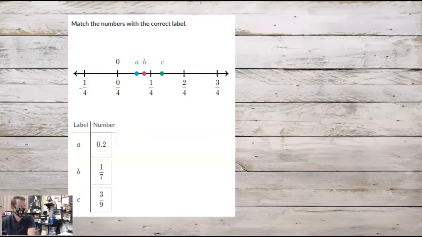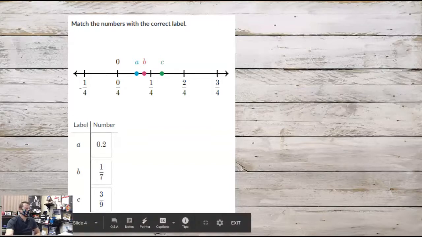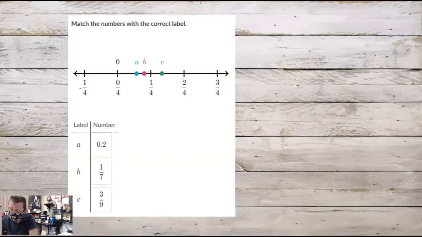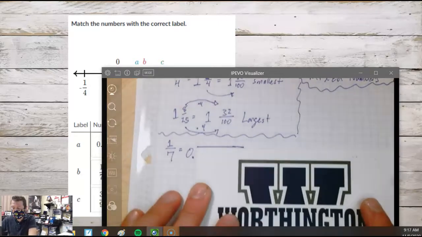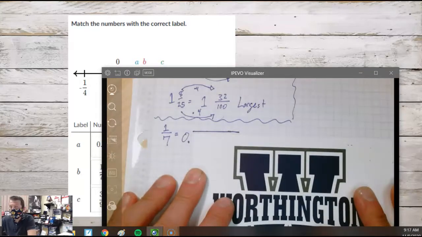Check this out. 1/7. I want to unveil it slowly. Has a bunch of stuff repeating. What is 7 times 2? 14.